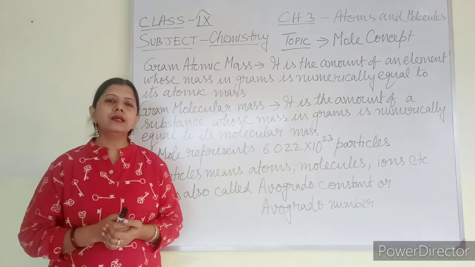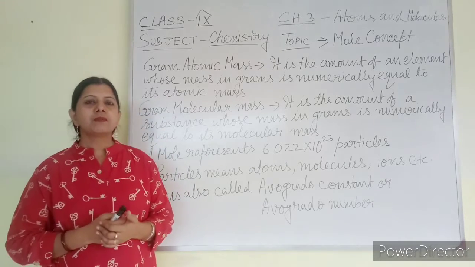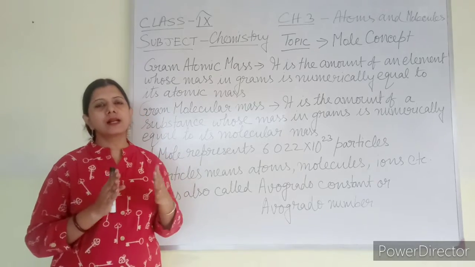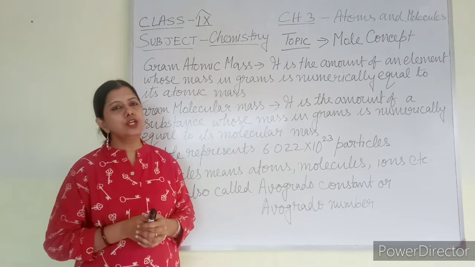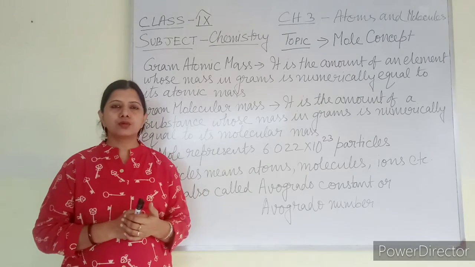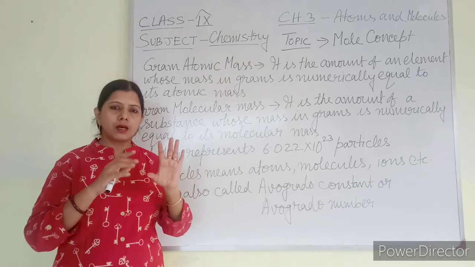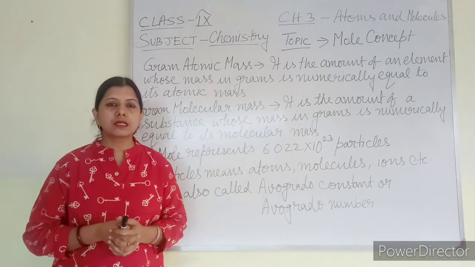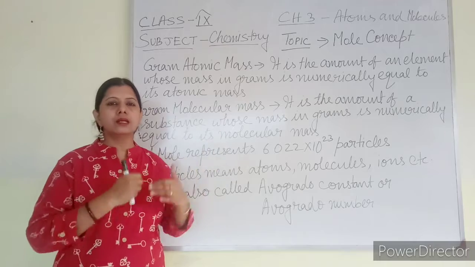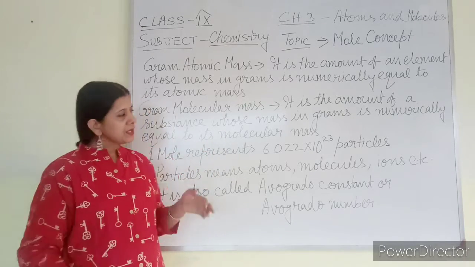It may be any element, and according to that, nitrogen mass is 14. Mass of one atom of nitrogen is 14 U, not in gram. So 14 gram of nitrogen, the amount of nitrogen, that means the number of atoms of nitrogen there in 14 gram, that represents gram atomic mass.